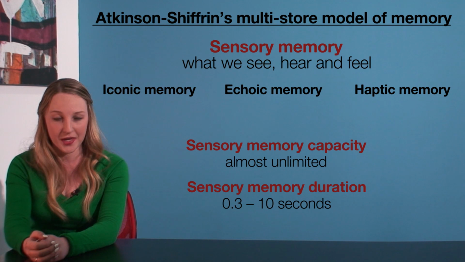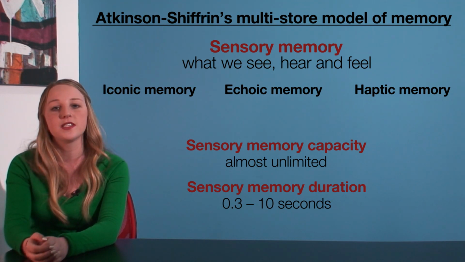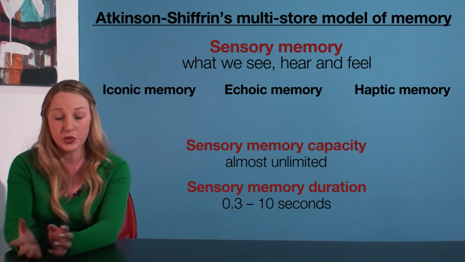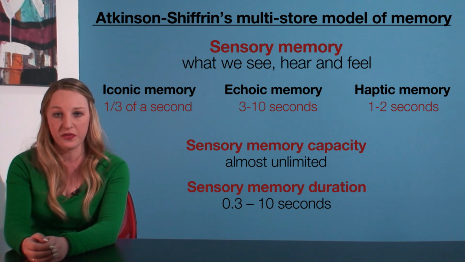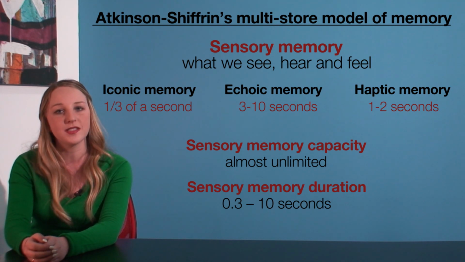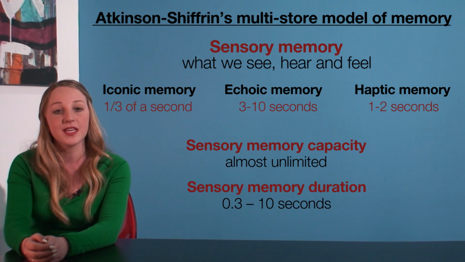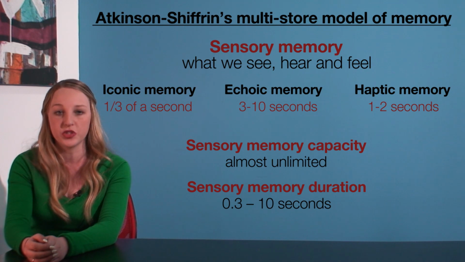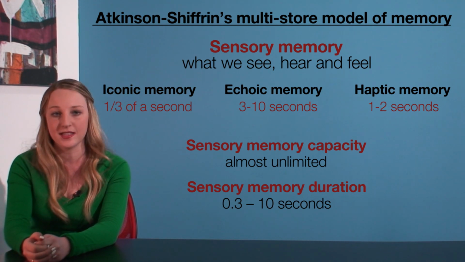The duration, though, is very short. The duration of sensory memory changes a little depending on which system of sensory memory you're talking about. Iconic memory has a duration of about 1/3 of a second, which is extremely short. This means that the sensory memories of what we see are only stored in sensory memory for 1/3 of a second. That explains why we perceive a moving image from a series of still shots in quick succession, such as in movies. Echoic memory has a longer duration of about 3 to 10 seconds.